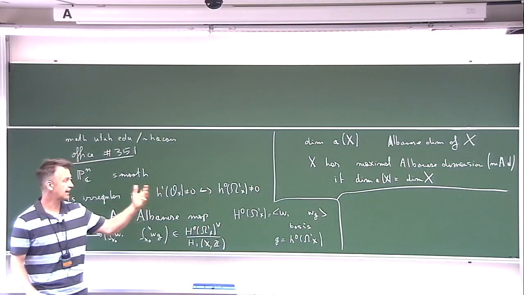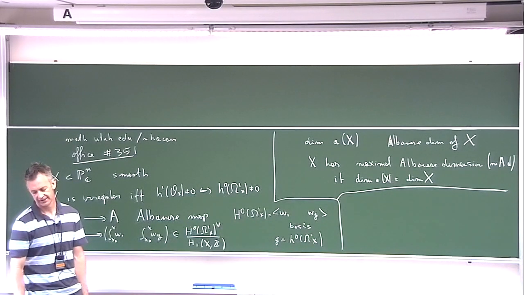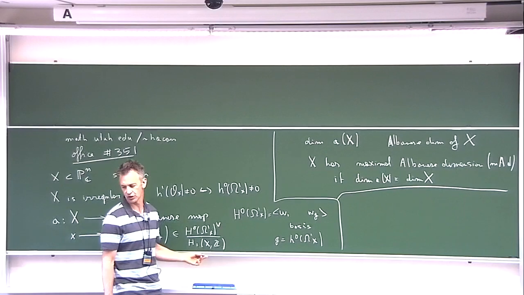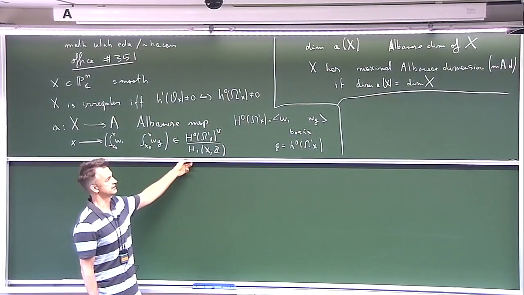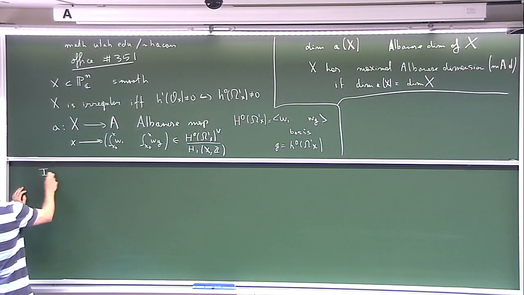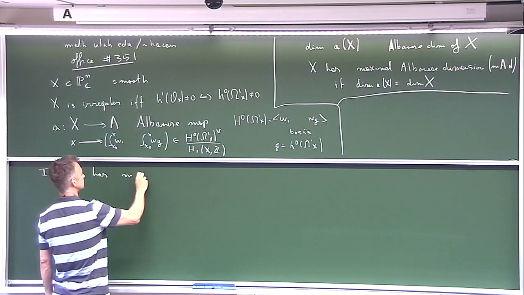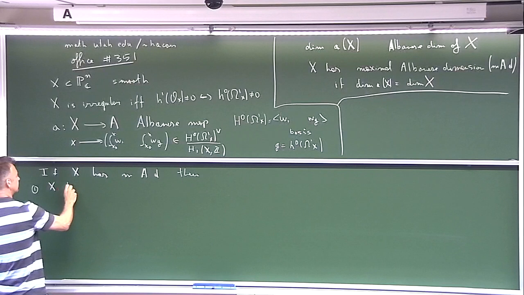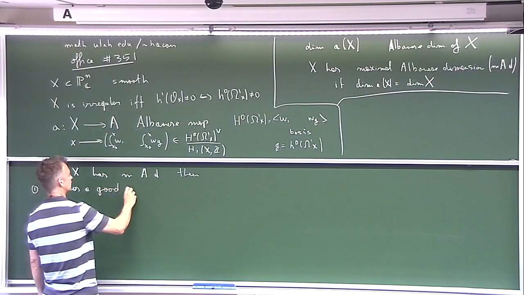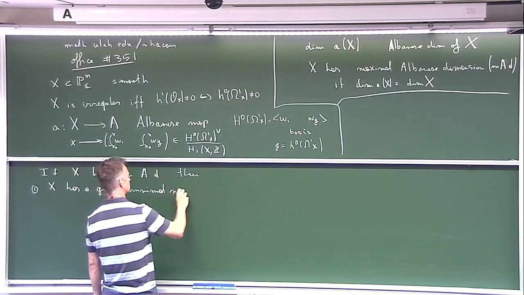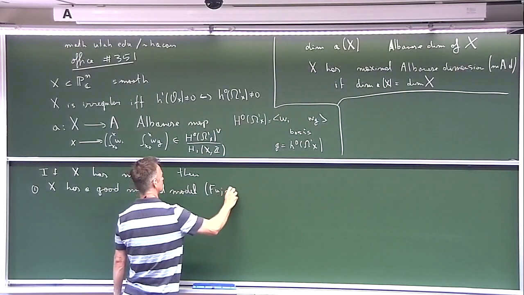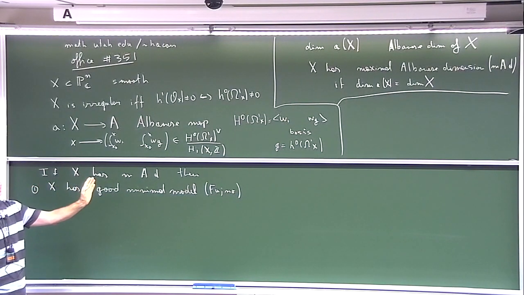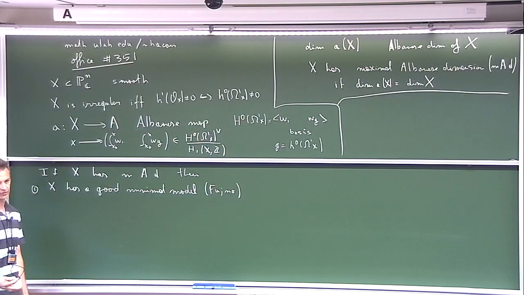I'm going to try to make the case that the birational geometry of varieties of maximal Albanese dimension is extremely well understood. Maybe I'll start by giving a preview of some of the results that are known for varieties of maximal Albanese dimension. If X has maximal Albanese dimension, then several things are known. First, we know that X has a good minimal model. I believe this is due to Fujino, who observed that you can just run the relative minimal model program for X over its Albanese variety, and the outcome is actually a minimal model for X itself.